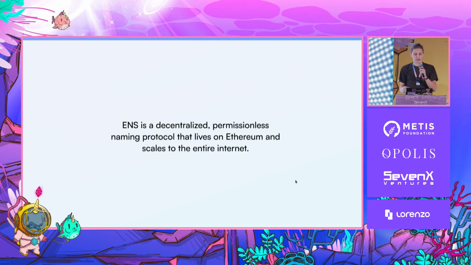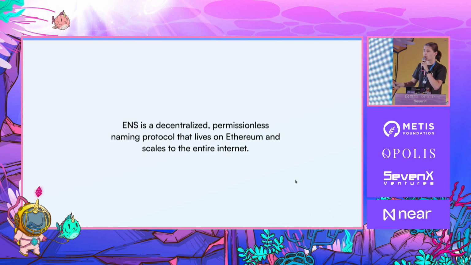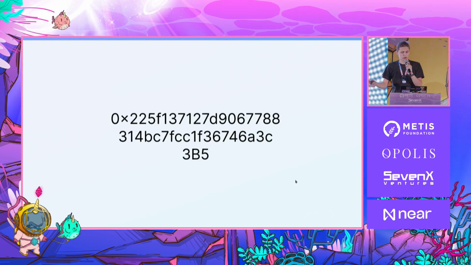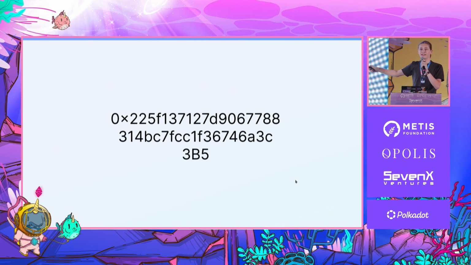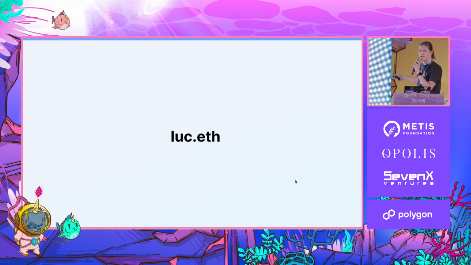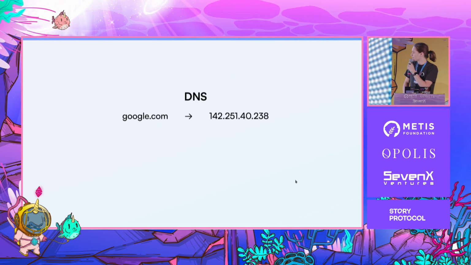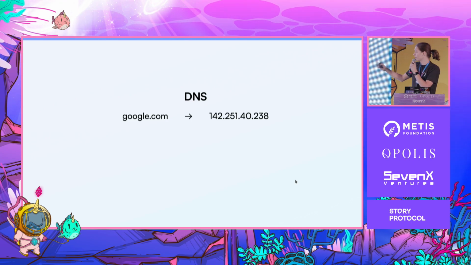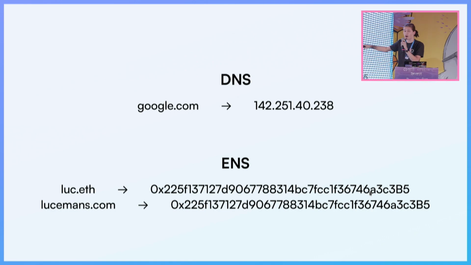ENS is a decentralized permissionless naming protocol that lives on Ethereum and scales to the entire internet. And what that essentially means is very simple. I'm Luke, otherwise known as 0x225F137127D906C3B5, otherwise known as Luc.eth, which is a whole lot easier to remember, in my opinion.